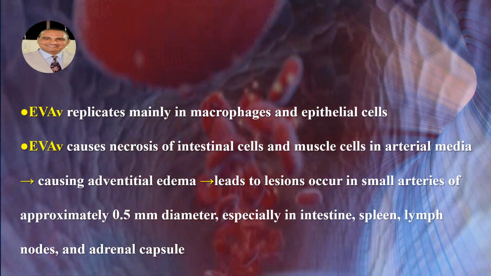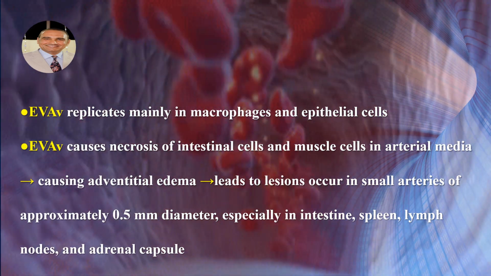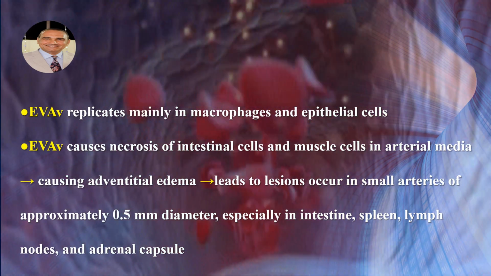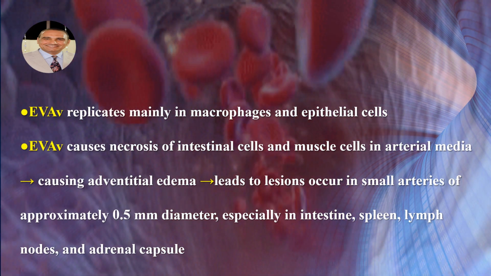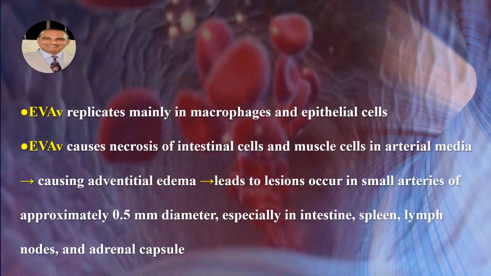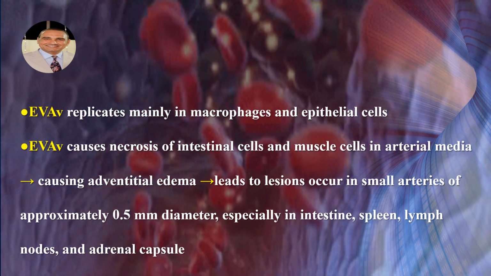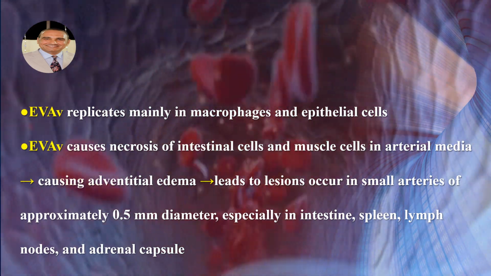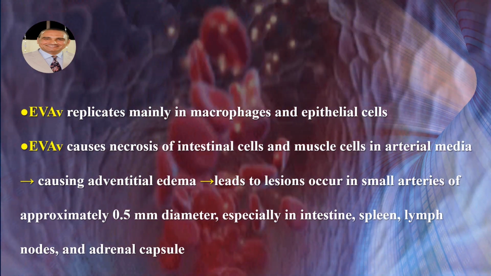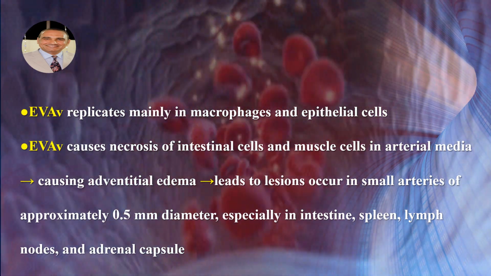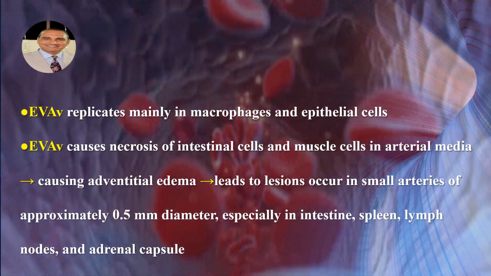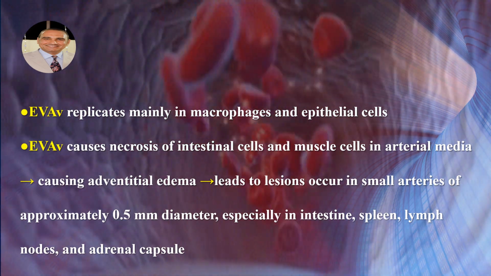Equine viral arteritis virus replicates mainly in the macrophages and endothelial cells. It causes necrosis of endothelial cells and muscle cells in the arterial media, causing adventitial edema, which leads to lesions that occur in small arteries of approximately 0.5 millimeter in diameter, especially in intestine, spleen, lymph nodes, and adrenal capsule.